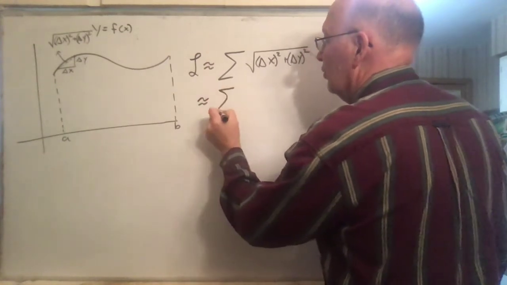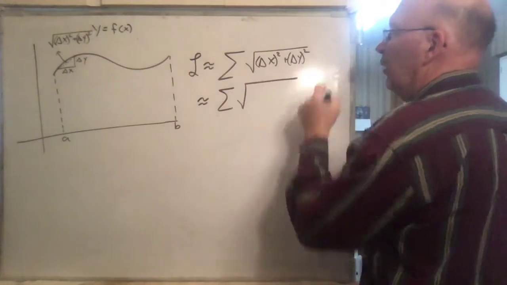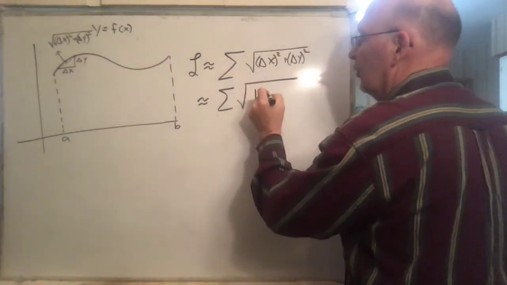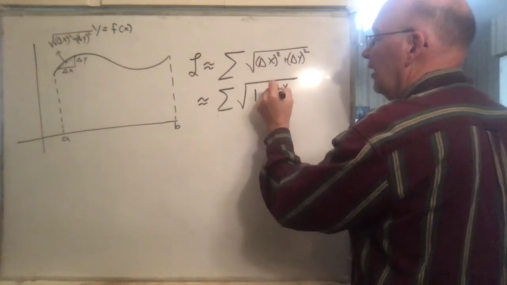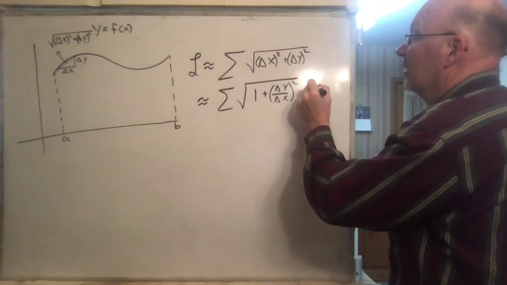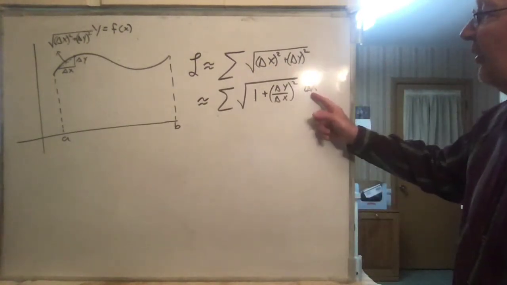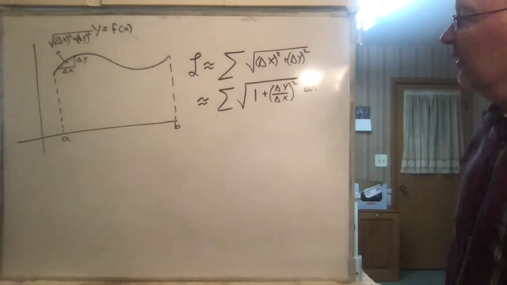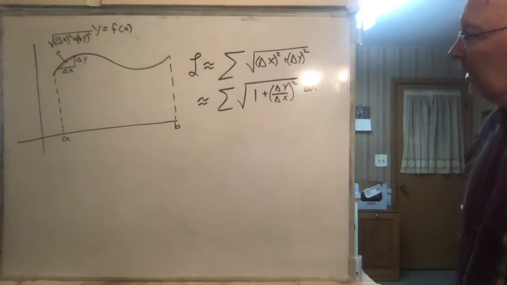And I'm going to factor the delta x squared out the back and write it as 1 plus delta y over delta x, quantity squared, times delta x. Do you agree? Algebraically, you can do that. You factor that out the back, and it becomes a delta x. If you bring it back in, it comes in as delta x squared, and you get this back again. So now we're good with that.